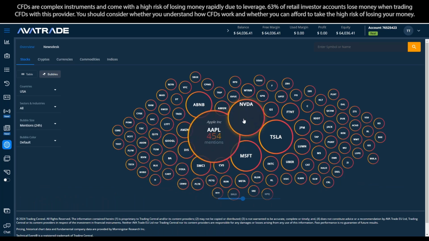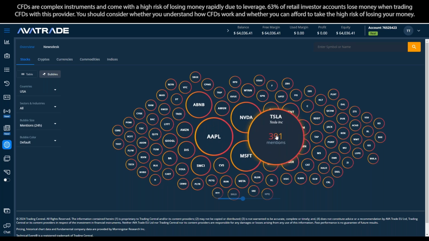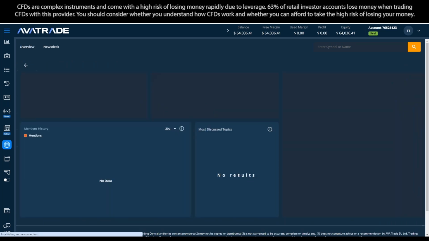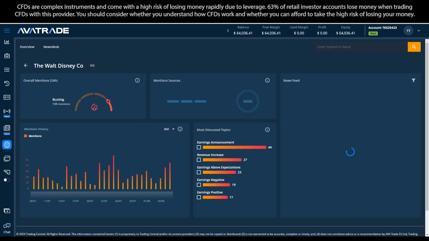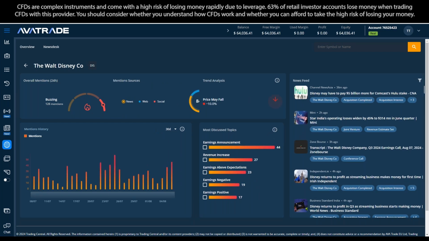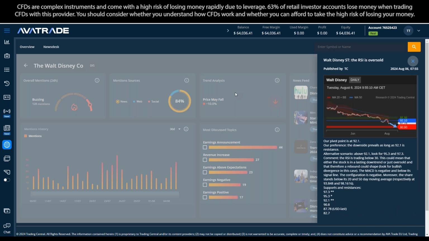And while they don't trend as much as Apple and Nvidia and Tesla and Microsoft, the bigger circles in this pictogram that are trending even more, if we find Disney here, what we'll find is that there is a trend analysis on Disney from a technical perspective that shows in the near term, Disney's expected to fall. It says price may fall 10%. And so we can take a look at the technical analysis side of things, which shows a downtrend that's expected to continue all the way down near $80 a share.